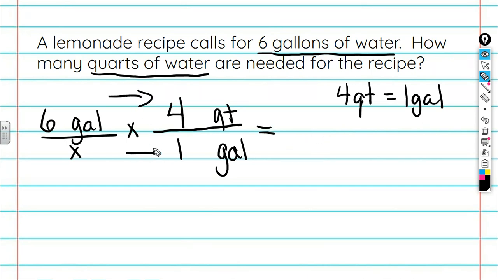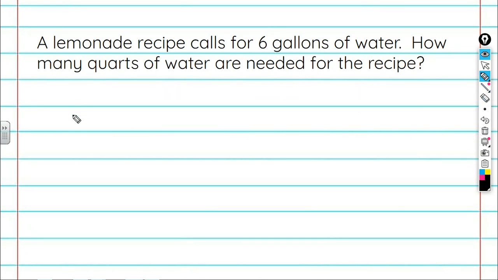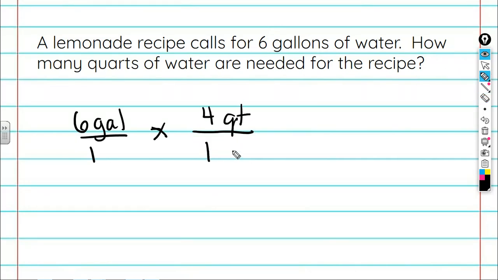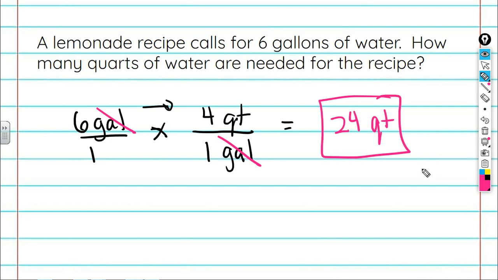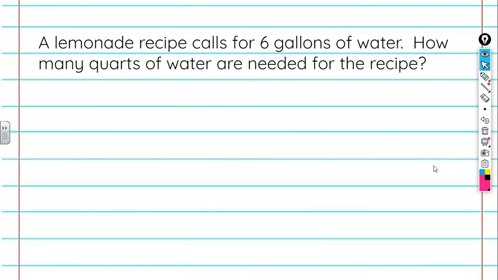Then you can multiply straight across. And really, instead of an X here, we could have put a 1 times, again, we have 4 quarts, 1 gallon, multiply straight across, and our gallons cancel, so it's 24 quarts. So that means that 6 gallons is equal to 24 quarts.